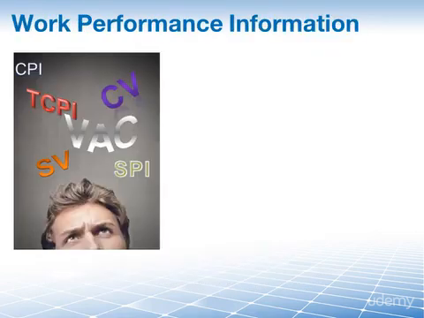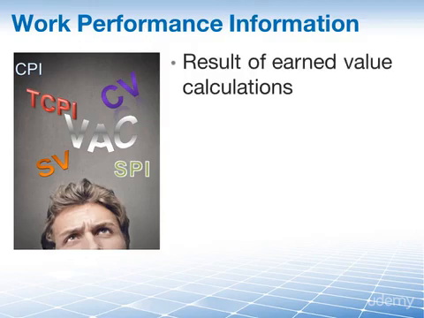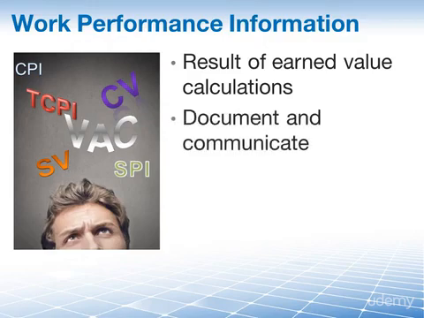So what do we mean by work performance information? Well, work performance information is one of the results of the earned value calculations. These need to be documented and communicated. Stakeholder communication is important. Stakeholders need to be provided with this critical work performance information. It might be an alphabet soup of information in your head listening to all this right now. Work performance information includes the CV, the SV, the CPI, the SPI, the TCPI, and the VAC. But not to worry, we will explain what all of these mean in the earned value management lesson.